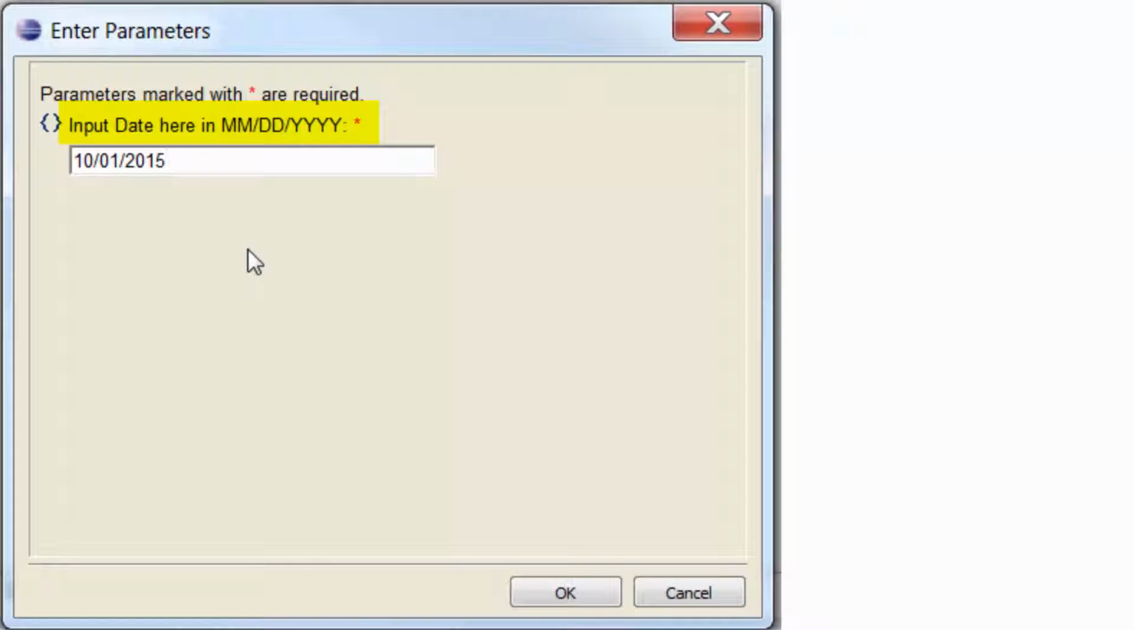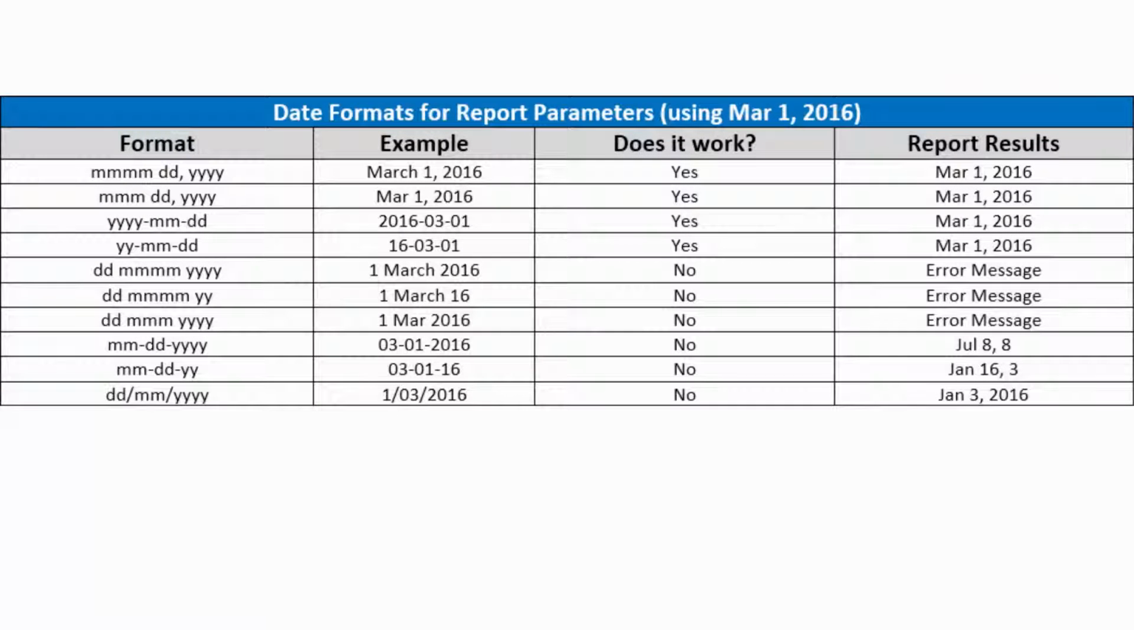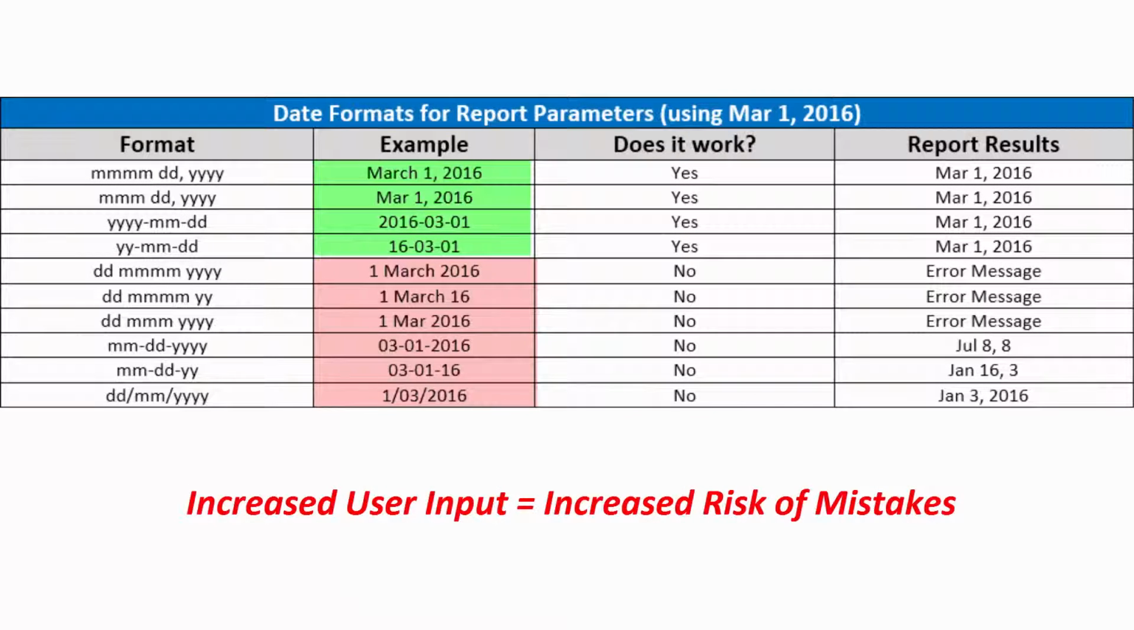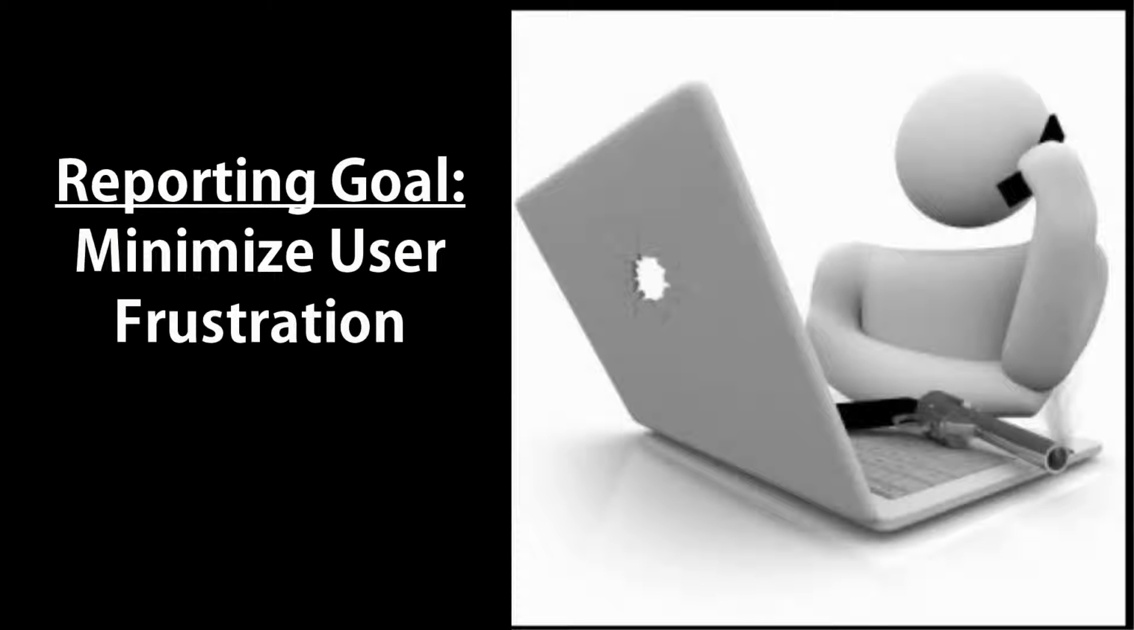They may just blame the report and complain that it's broken. But the problem isn't the report at all. The report works fine as long as the dates are input using the correct format. In a text box, dates can be formatted correctly in several different ways. But there's an infinite number of ways to get the date wrong. Bottom line, there are lots of things that can go wrong when we leave the date parameter open to user input. You can minimize user frustration if you make picking the correct date easy.